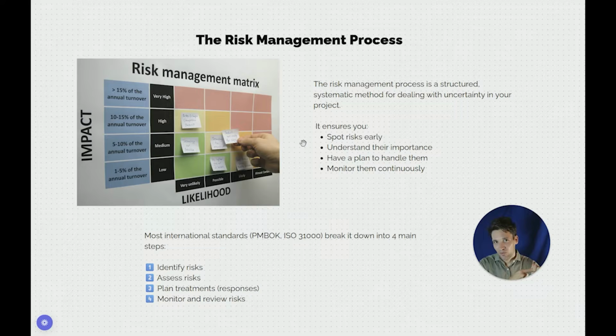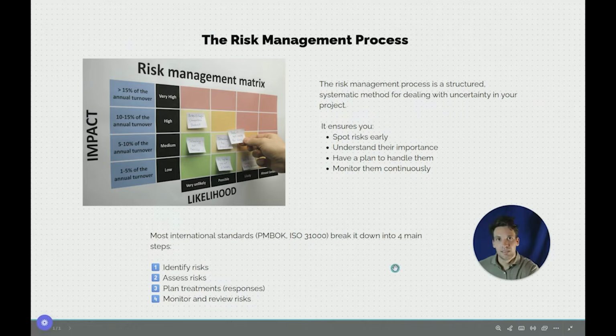Most international standards and project management bodies break it down into 4 main steps. Step 1 is to identify risks. Step 2 is to assess the risks. Step 3 is to plan our responses. And then step 4 is to monitor and review and iterate on the risk management process.